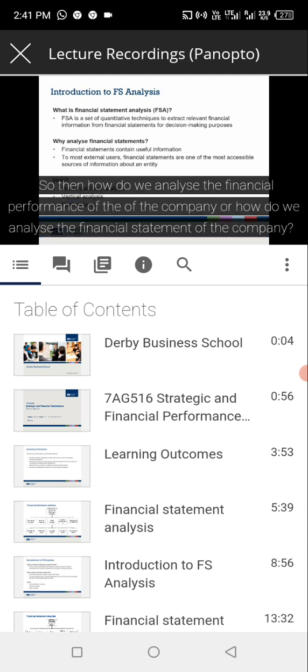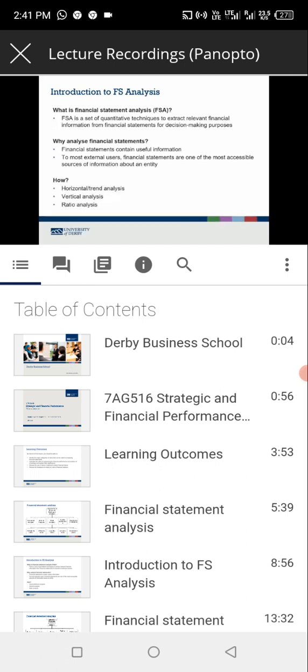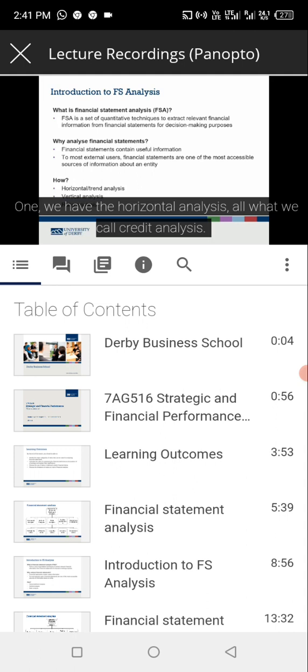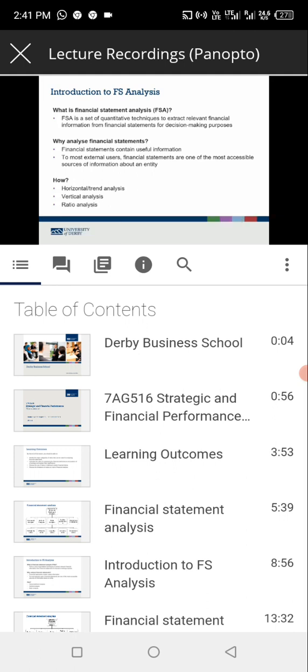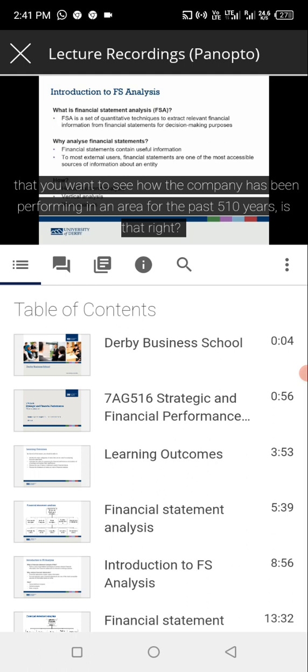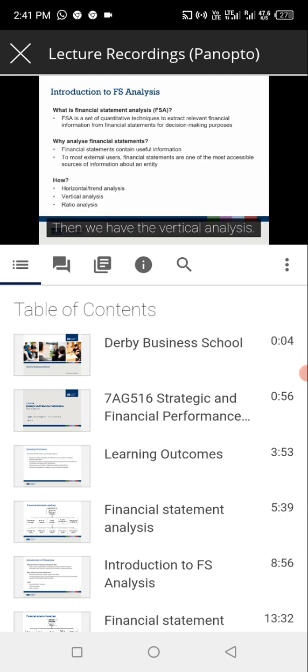All right? So, then how do we analyze the financial performance of the company, or how do we analyze the financial statement of the company? One, we have the horizontal analysis, or what we call trend analysis. So, when we are looking at the performance of a company over a period of time, is that okay? You want to see how the company has been performing in an area for the past 5, 10 years. Is that all right? That is horizontal analysis. So you are looking at the trend, and this will enable you to do what? Predict the future.